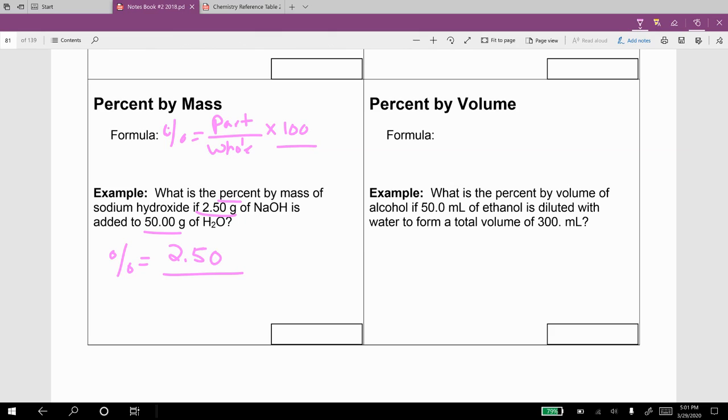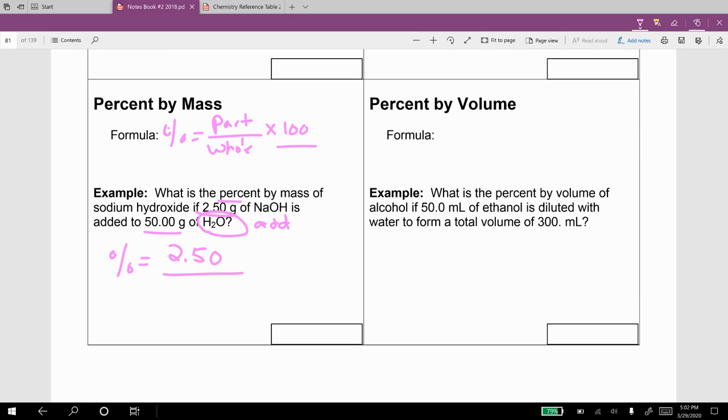I have 2.5 grams and I have 50 grams of water. Add those two things together. Do I have 50 grams of water? No. If it says water, that means you have to add your solute and your solvent. The law of conservation of matter states matter cannot be created or destroyed. If I add sodium hydroxide or anything to water, the mass of that substance doesn't disappear when it dissolves in the water. It's now added to the mass of the water.